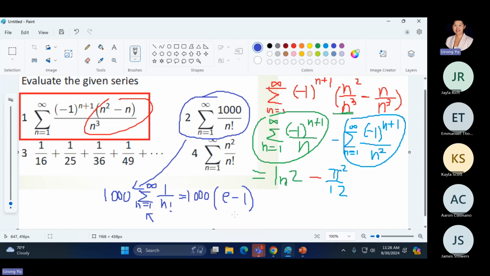Starting from one, it looks like this. So this should be e minus one in estimation. Any question? So that's because one is from n equal to 0 to infinity, the other one is from n equal to 1 to infinity, so that'll be slightly different. Right, so this is that one, and number 3 is a little bit messy.